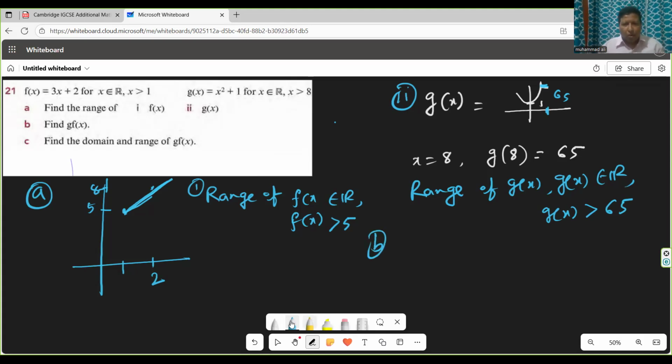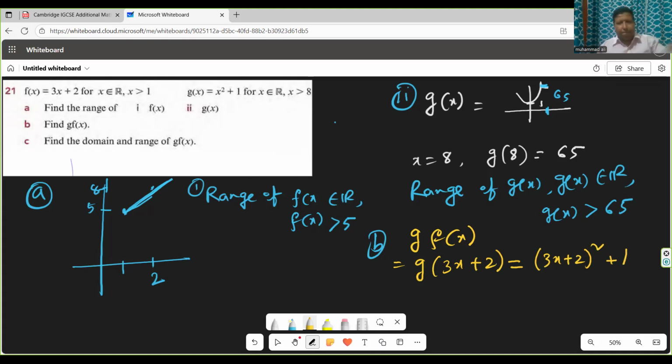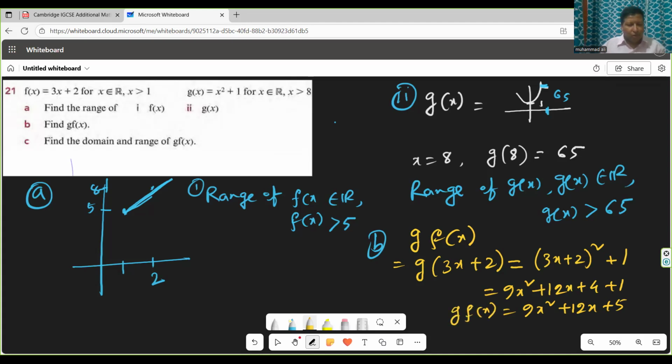Number B, we have to find gf(x). So in the g function, instead of x, we put f(x), which is 3x plus 2. So it will be (3x plus 2) whole squared plus 1. If we simplify, we get 9x squared plus 6x plus 6x, that is 12x, plus 4 plus 1. So finally, it will be 9x squared plus 12x plus 5. So gf(x) equals this.